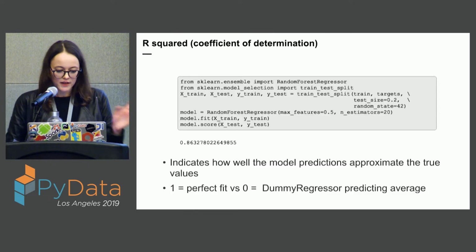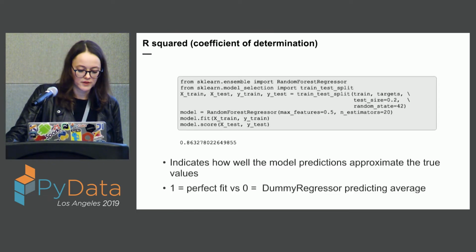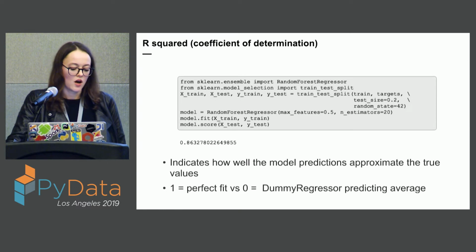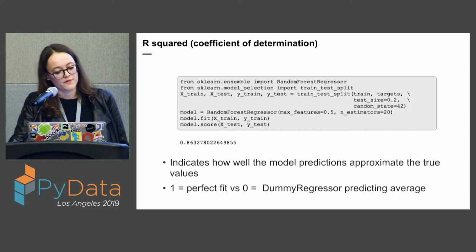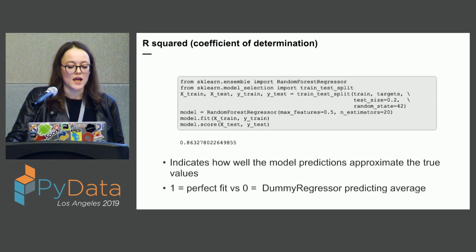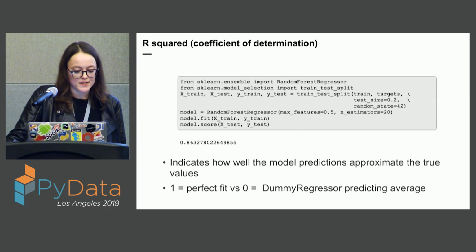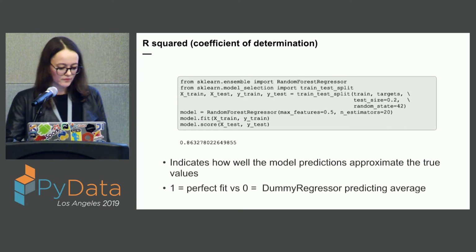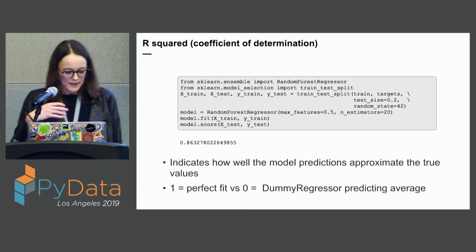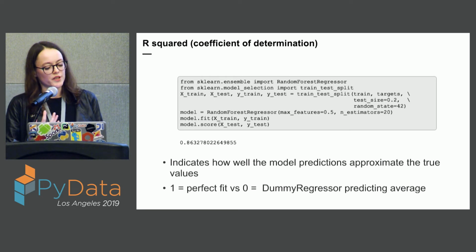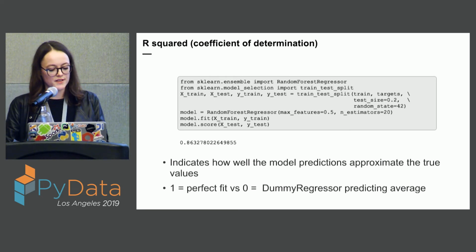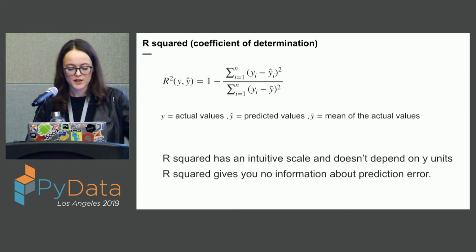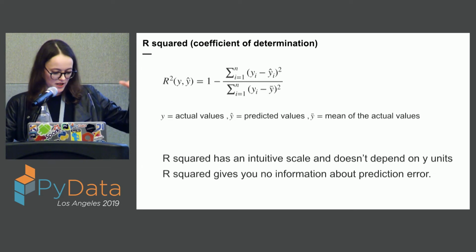In scikit-learn, all regressors have a default scoring method, a default evaluation metric. If for classification it was accuracy, for regressors it's R squared. R squared indicates how well the model predictions approximate the true values, where 1 is a perfect fit and 0 is a dummy regressor predicting the average. And this is how it's calculated. So 1 minus this scary thing.